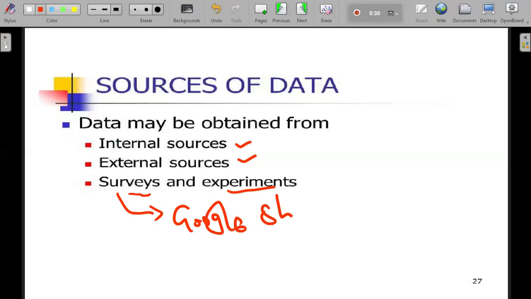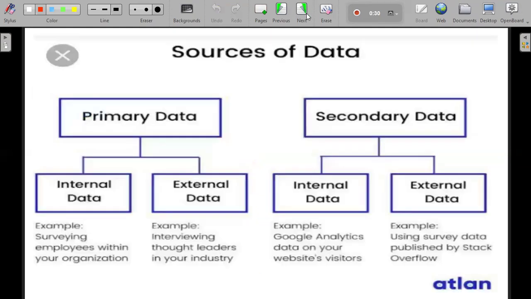Okay, so I'm sure you've seen a Google Sheet somewhere. They just send you a Google Sheet and then you put in your information. So that's the source of data. Here it doesn't need a lot of explanation. Sources of data, I can see external and internal here.